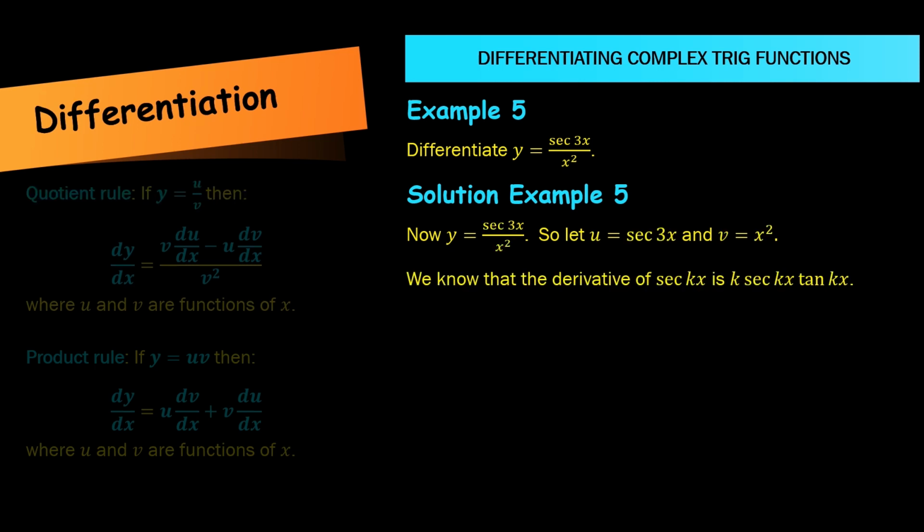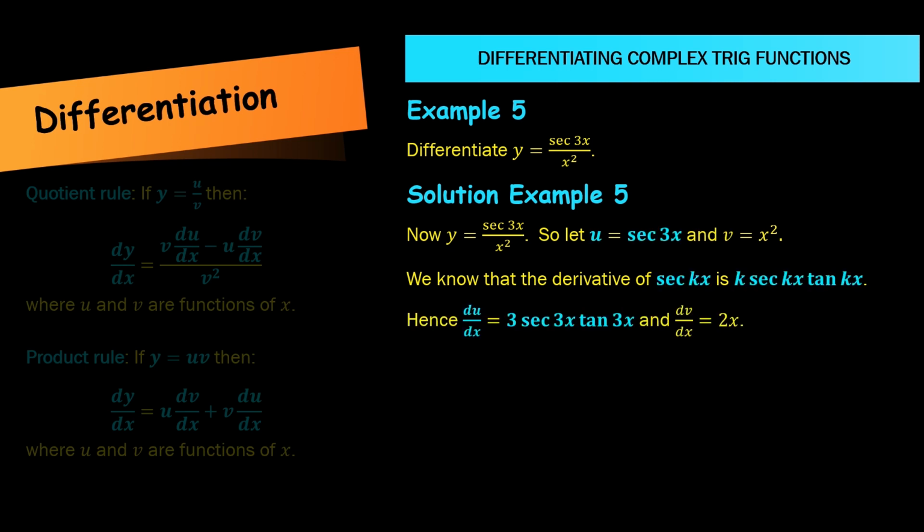Notice that we also know that the derivative of sec kx is k sec kx tan kx. And so we can differentiate. When we differentiate u, we obtain du/dx equals 3 sec 3x tan 3x. And of course, when we differentiate v equals x squared, we obtain dv/dx equals 2x.